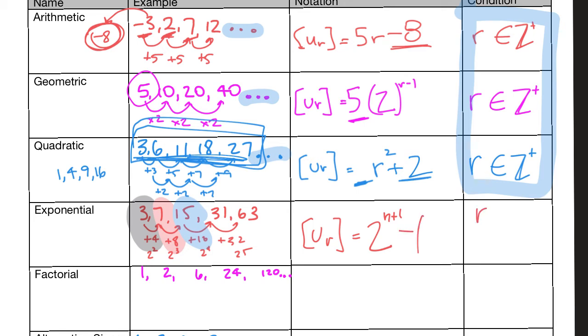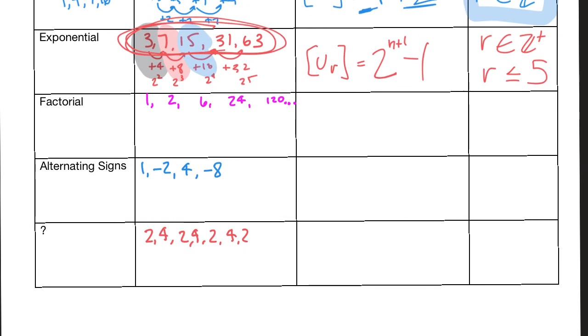Okay, now, yes, r is an element of the positive integers, but r also is less than or equal to 5. And that's because there's a very finite number of numbers in this list. Okay, next, factorials. Now, you've played with factorials a little bit, I hope. Let me move this up a little and change colors.